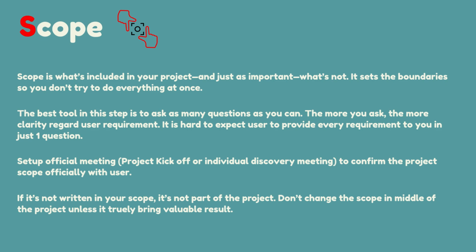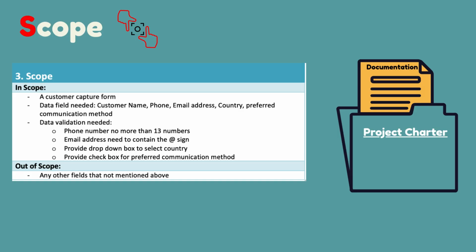It is hard to expect users to provide every requirement to you in just one question. Set up an official meeting, project kickoff, or individual discovery meeting to confirm the project scope officially with the user. If it's not written in your scope, it's not part of the project. Don't change the scope in the middle of the project unless it truly brings valuable results. So, how should Peter write the scope for his project?